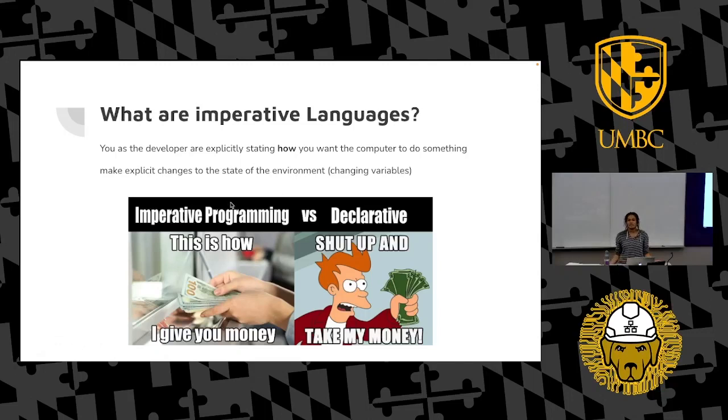But yeah, imperative languages are kind of the opposite of the declarative languages. These are the languages where you tell the computer how you want to do the thing, and you make explicit changes to the environment as a whole rather than the computer doing all that. So that's a meme that I think pretty well describes the difference between the two. Imperative programming is this is how I give you money, and declaratives just take my money.